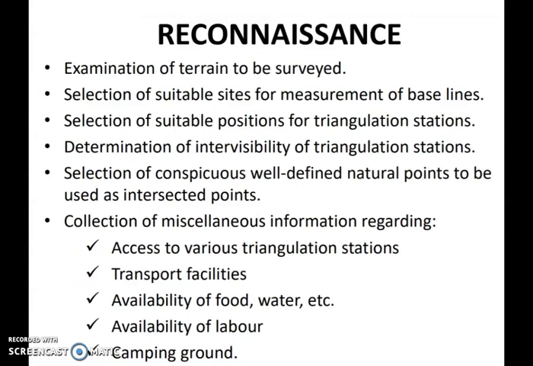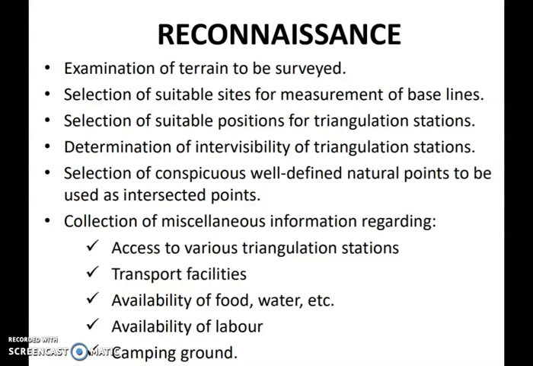Here what we do, we examine the terrain to be surveyed. So what is the objective? We select suitable sites for measurement of baseline. First we decide from where the baseline will pass in your entire survey area. Okay, so your baseline should not be passing through obstructed or broken ground, right? And baseline is also supposed to be the largest line possible in your entire area, correct?